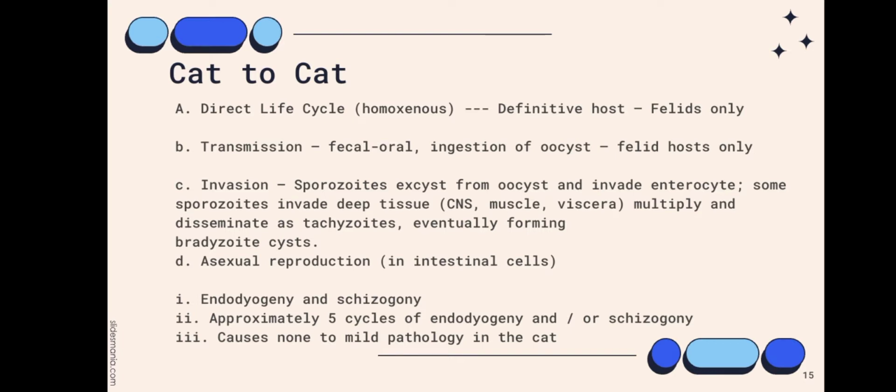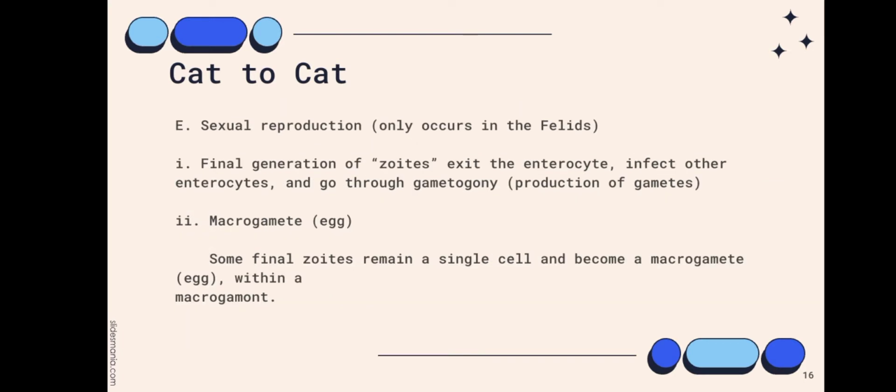Asexual reproduction in intestinal cells: first, the endodyogeny and schizogony. It is approximately 5 cycles of endodyogeny and schizogony. It causes none to mild pathology in the cat. Sexual reproduction only occurs in the felids. The final generation of zoites exit the enterocyte, infect other enterocytes, and go through gametogony, the production of gametes.